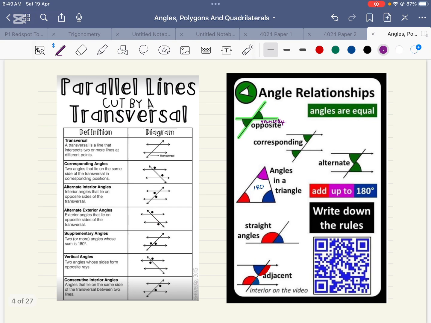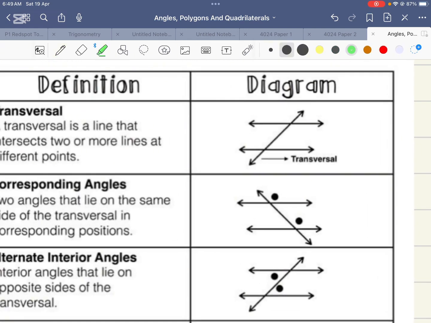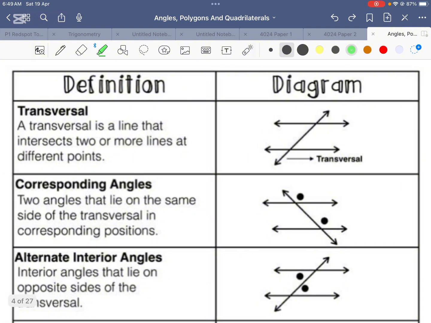Next we have angles that are drawn because of parallel lines. When there are two parallel lines, they are cut by a transversal. This line is a transversal. They form different kinds of angles. Number one is corresponding angles, a pair of corresponding angles. This forms a C, and one angle is inside, other angle is outside.